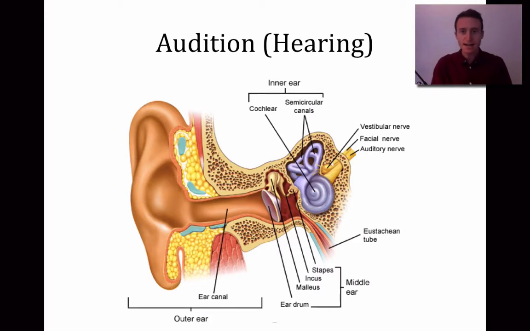Audition, or hearing as it's more commonly known, is a really interesting sense from a physiological standpoint. And here we have some of the basic anatomy of the ear. What you want to think about here is the ear in terms of three separate areas. First and foremost, you have the outer ear, and the outer ear is comprised of our earlobe and the ear canal.